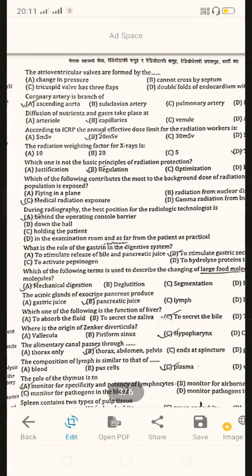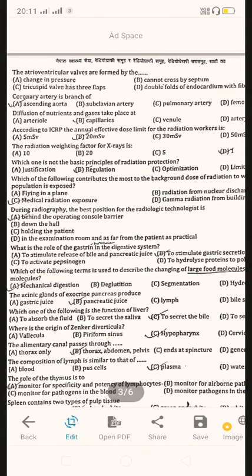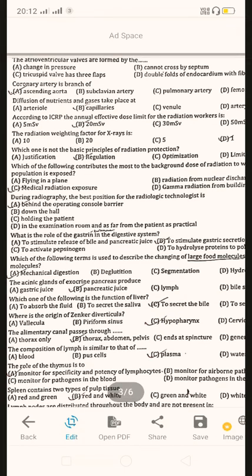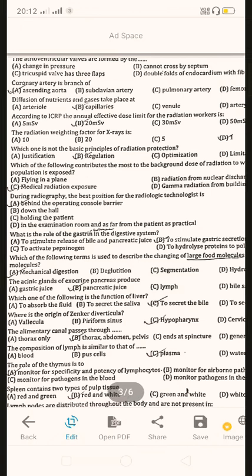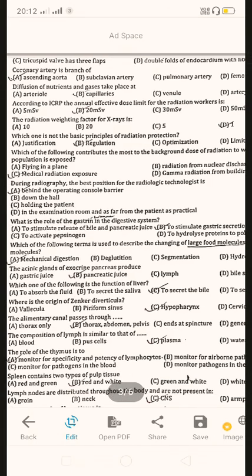Okay, then next question: the radiation weighting factor of X-ray. The correct answer is 1, option D. Next, which is not a basic principle of radiation protection? All the principles are included: justification, optimization, limitation, but regulation is not a part of radiation protection. So the correct answer is B.